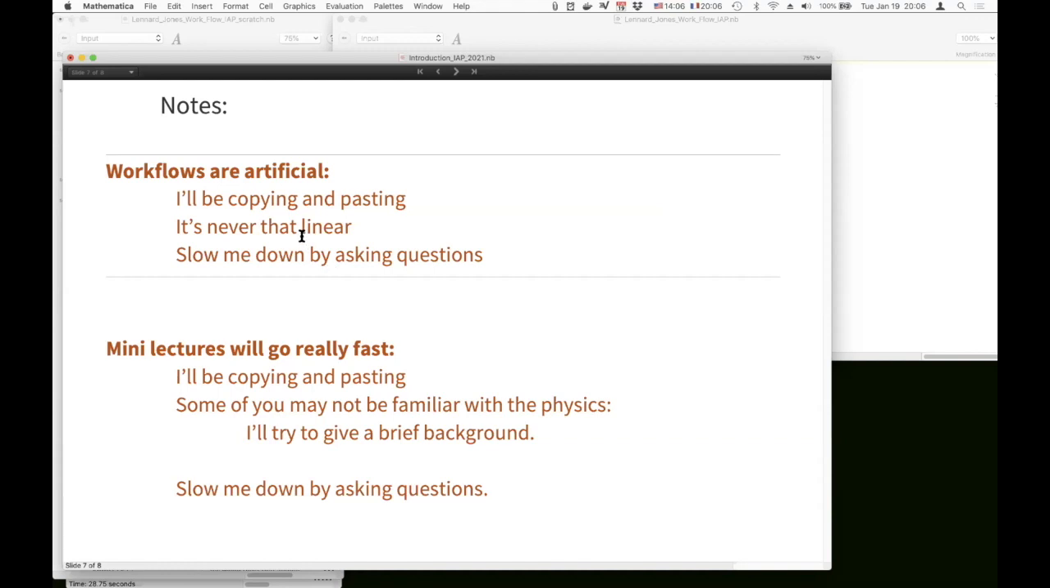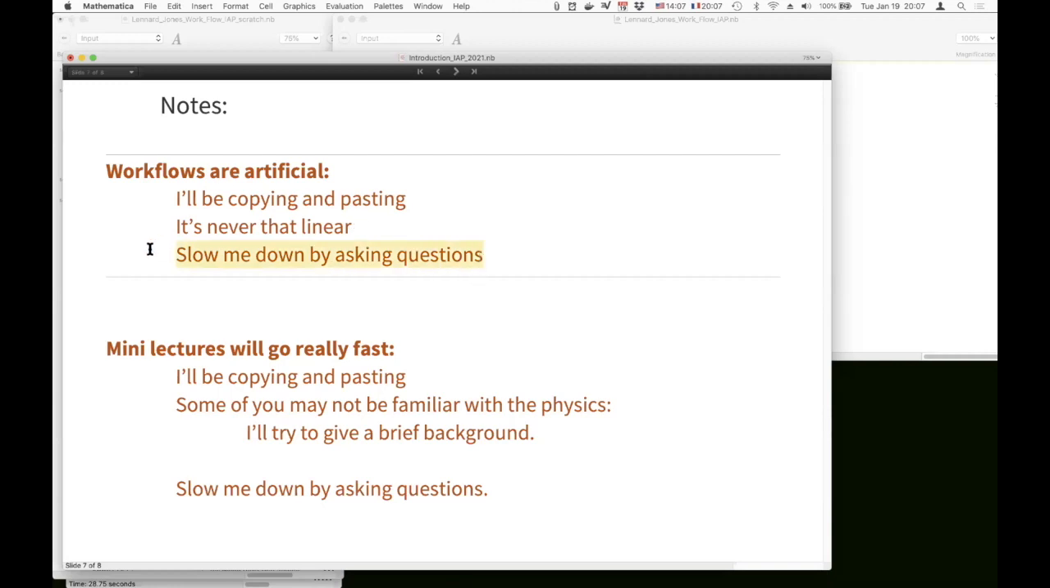The workflows will be artificial. I'll be copying and pasting code. And I have to say that it may seem like something is happening in a linear program fashion. That's hardly the case when I work. When I work, I make a lot of mistakes, I back up, I fix things. And so what you're seeing is artificial. And so don't be under the impression that you have to code the way that I'm showing you this particular workflow. And finally, I'm going to go pretty fast.